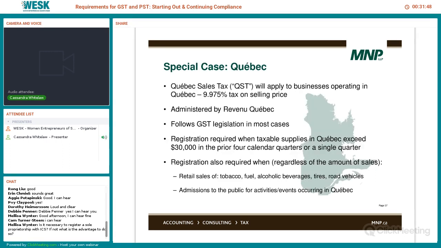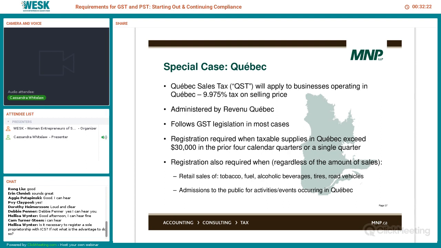Quebec does have its own provincial sales tax, but it works differently from the other 3 provinces that have it. So Quebec's sales tax is called QST, and it's a 9.975% tax on the selling price. This is administered by Revenue Quebec. The QST legislation generally tends to follow the GST legislation. And so if you are making taxable supplies in Quebec that exceed $30,000 in the preceding 4 calendar quarters or a single calendar quarter, you'll be required to register for QST.